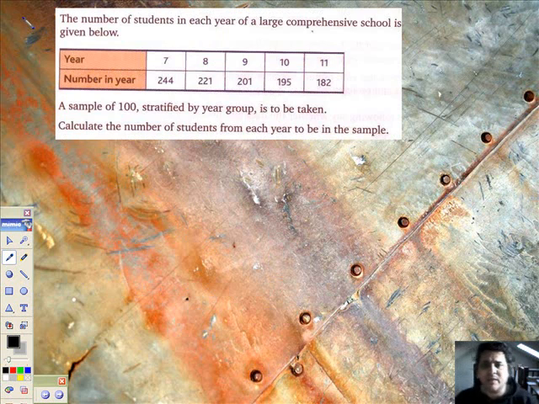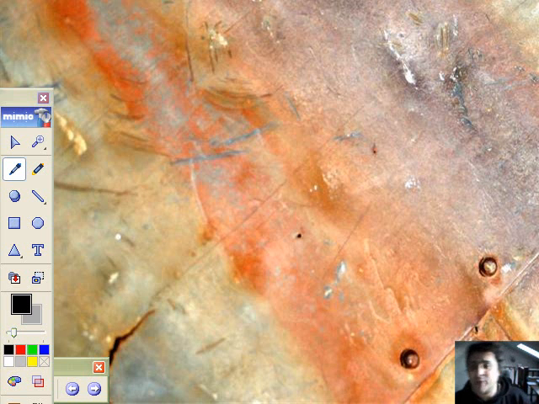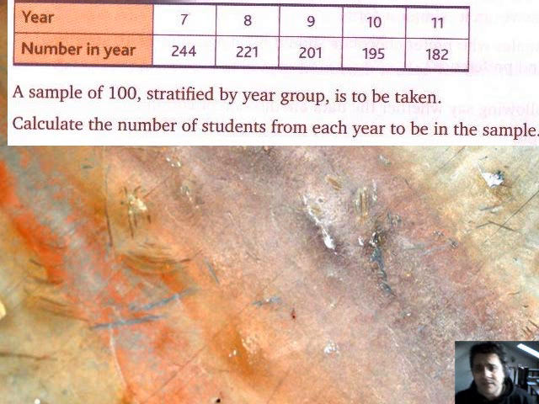Okay, same sort of thing. Number of students in each year of a large comprehensive school is shown below. So I've got from year 7s to 11s. I want a sample of 100 chosen from each group. Calculate the number of students from each year group to be taken. Well, let's just get the total first. Hopefully I've got time to finish this video.